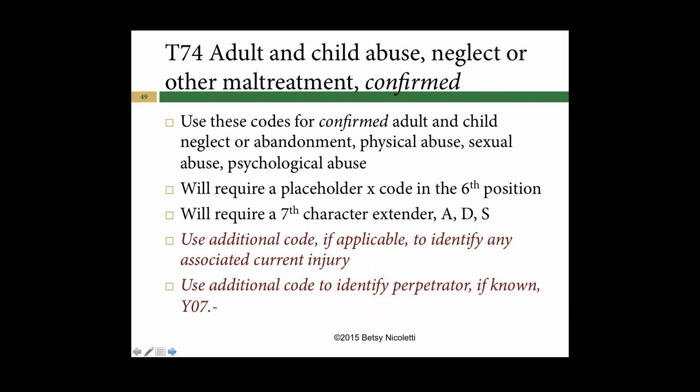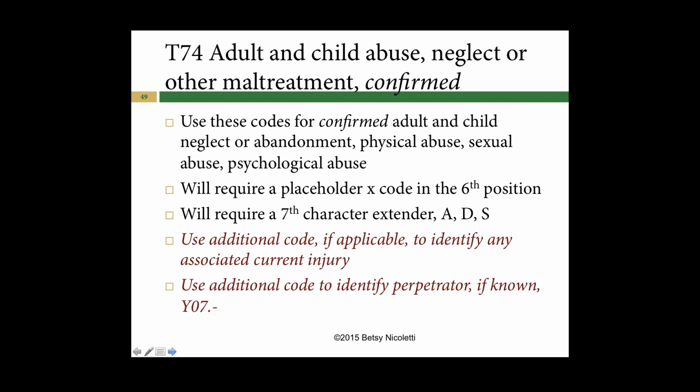We also, if we were in the book, see the notation, use an additional code, if applicable, to identify any associated current injury. So if the patient had a fracture or a bruise, I hate to even say anything worse than that, but if the patient had a traumatic injury, we would use an additional code. And then there are codes to identify the perpetrator, if known, in the Y07 category. So if you know that it was the adoptive mother or the paternal mother or the sister-in-law, whoever, there are codes. Or if it is a person who is unknown to the patient, there is a Y code that you can use. Now, it says if known. So if we don't know, what are we going to do? We're just not going to do it. And if the patient has no additional current injury, then we're not going to use an additional code.